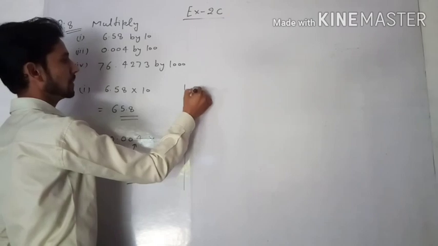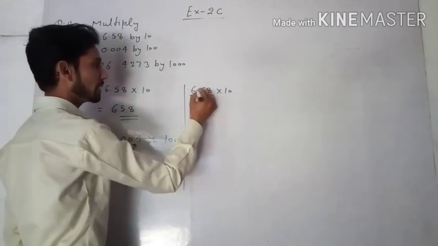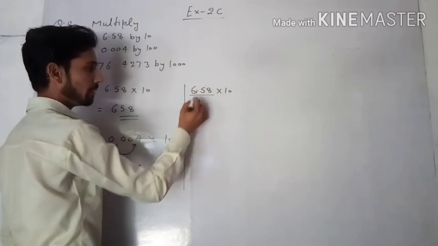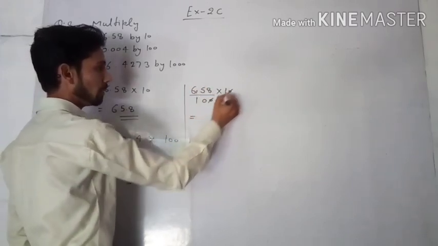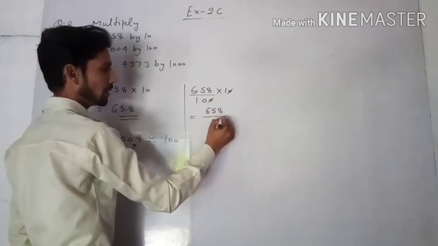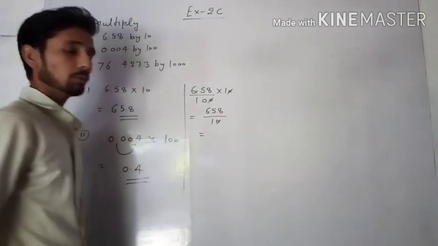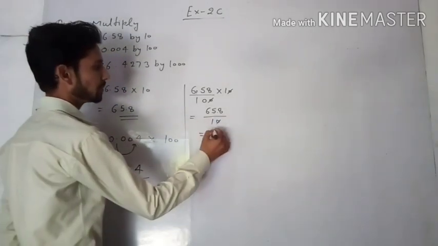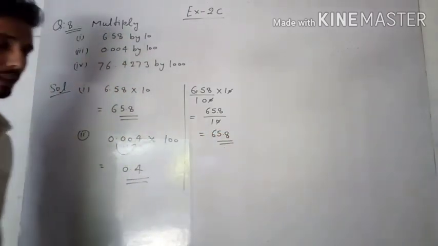Second, 6.58. You can write it as a fraction and cancel: two zeros are there, 1 0 cancels with 1 0. One zero is there, so after one place the decimal should be. It's your answer. It is the second method.